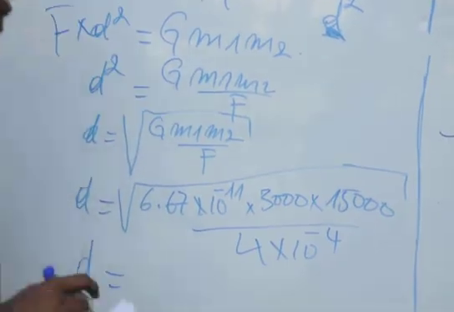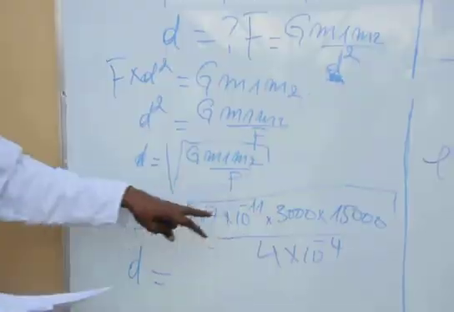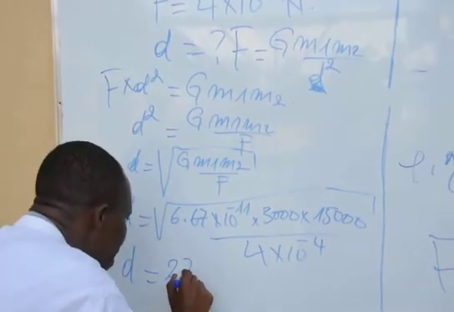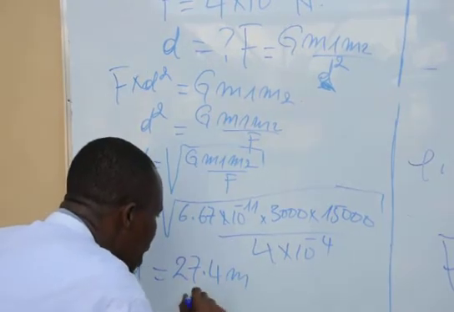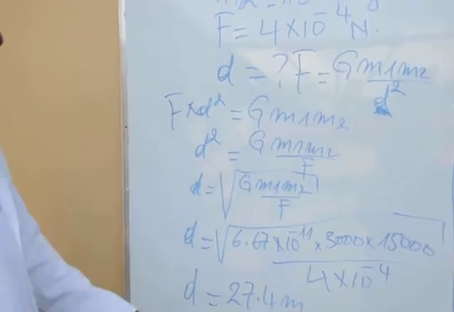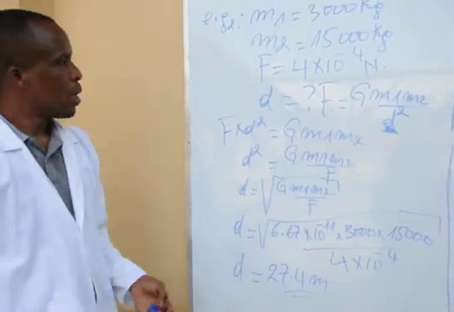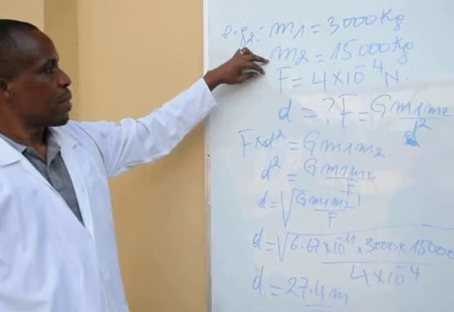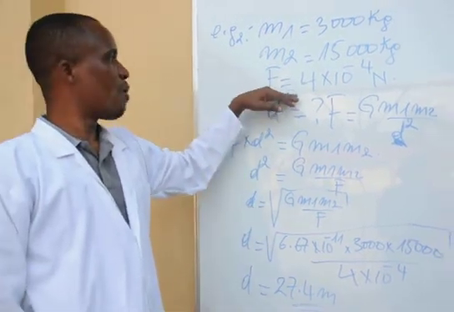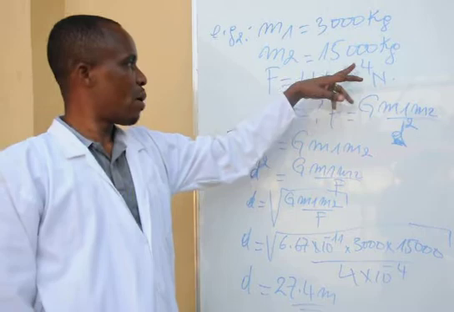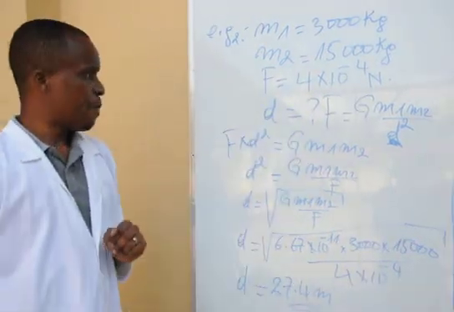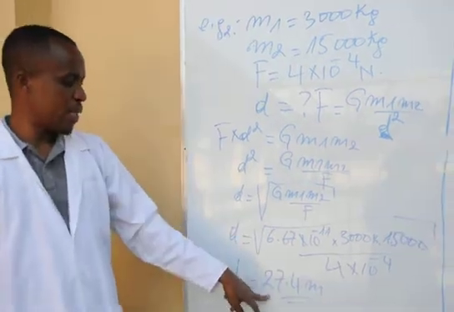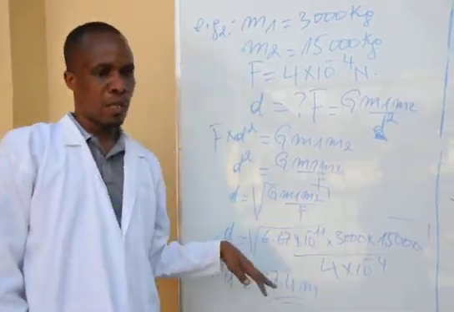When you use your calculators, you will see that these calculations give us 27.4 meters. And this is the final answer for this question. So it means that when these two masses have this force of attraction of 4 times 10 power negative 4 newtons, the distance between them is supposed to be 27.4 meters.